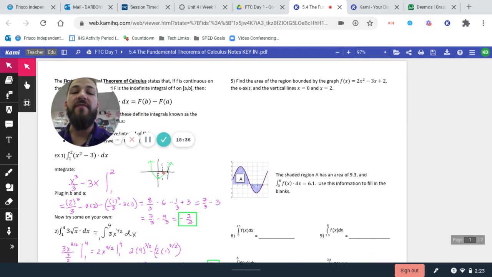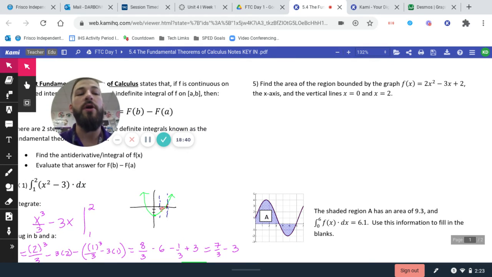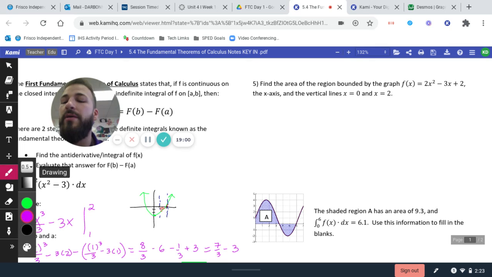All right, number 5, find the area of the region bounded by the graph f of x is equal to 2x squared minus 3x plus 2, the x-axis, and the vertical lines x equals 0 and x equals 2. Hey, this is a really fancy way of just telling you to do the fundamental theorem of calculus, because it's the same question, but it just hasn't written the integral for you. So let's write our integral real quick.